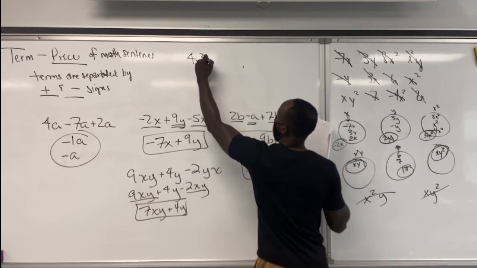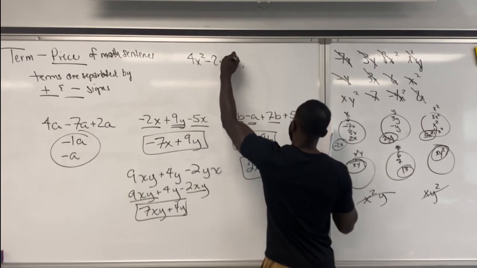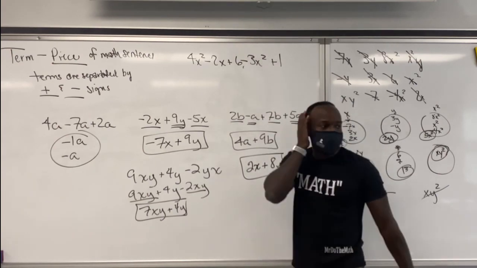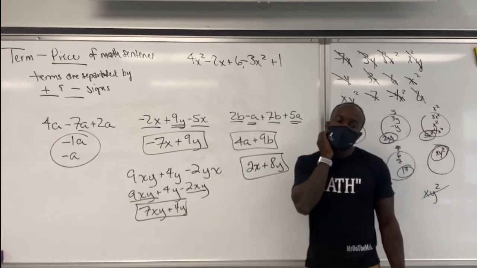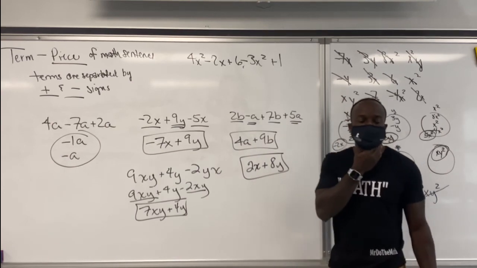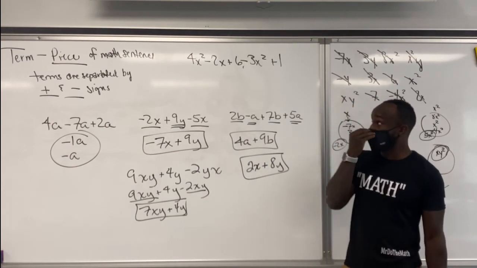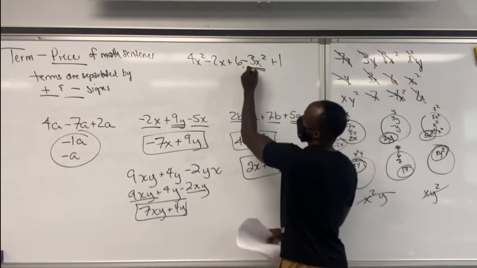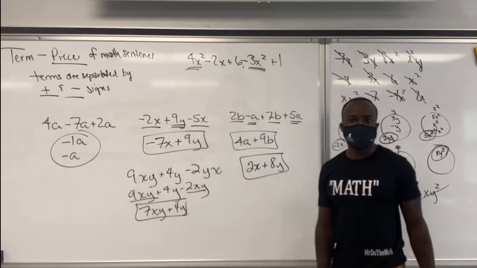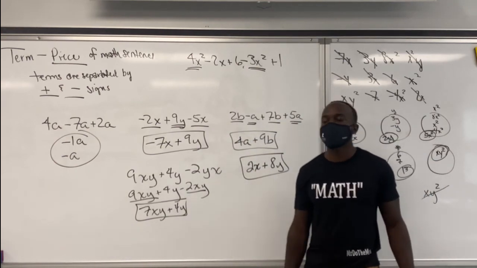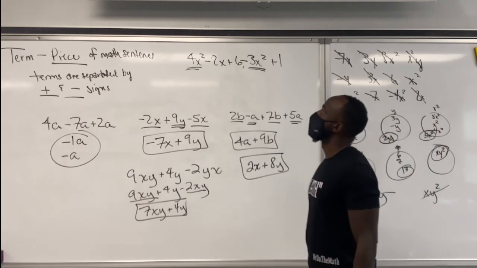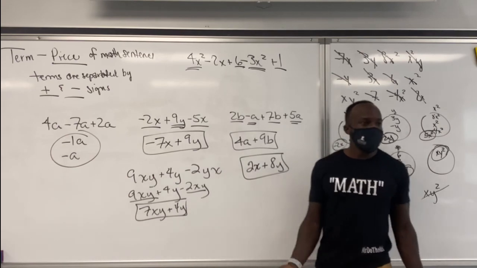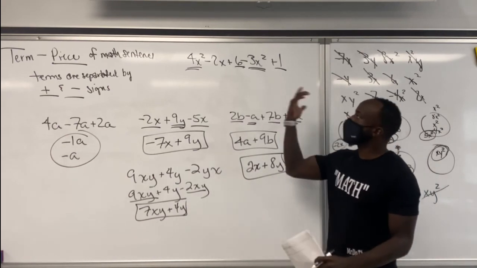4x squared minus 2x plus 6 minus 3x squared plus 1. All right, this is easy. Give me a set of like terms. 3x squared and 4x squared. Good. Give me another set of like terms. 6 and 1. Anything else? No. That's it. All right, so let's do the math.